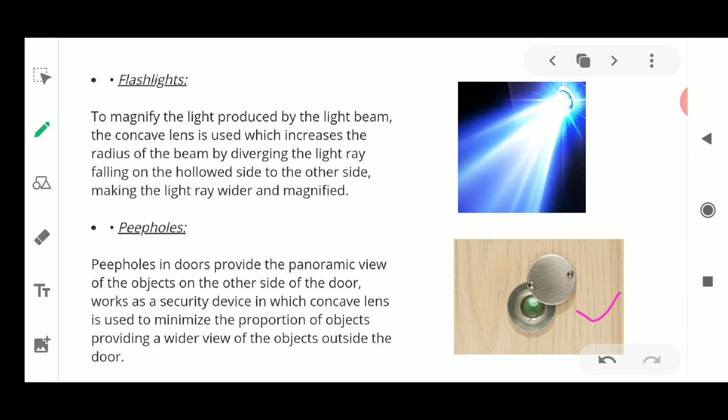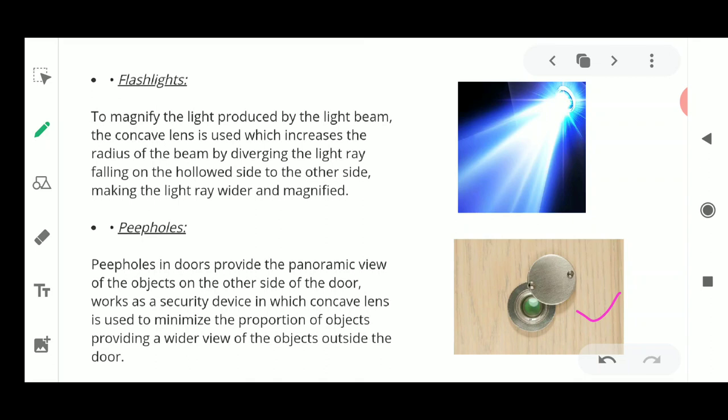Peepholes means you are looking through these holes which are present in the door. Sometimes it is only one hole present in the door, at the same height where the person is standing, and you could see the face and recognize whether to open the door or not. You could decide after looking through this peephole. So it is used from the security point of view.